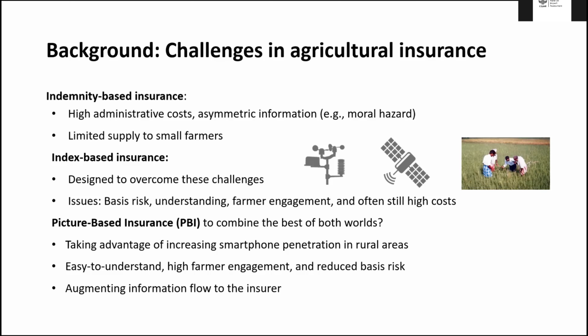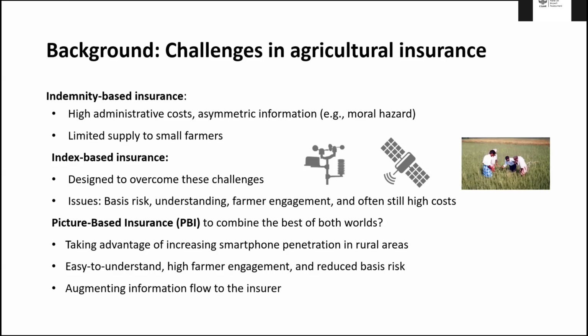And the idea was that we could take advantage of this increasing smartphone ownership in rural areas. We also felt it was easy to understand with high farmer engagement. And the assumption was that these images could help reduce basis risk, because now you're not assessing damages on the basis of a proxy, as is the case in index insurance, but really on the basis of visible damage in a smartphone picture. And finally, with the images, there's also potential to increase the amount of information to an insurer, and thereby help overcome those asymmetric information problems.